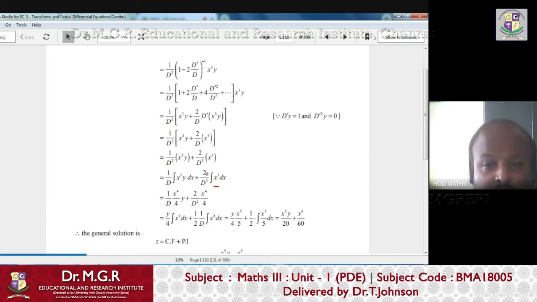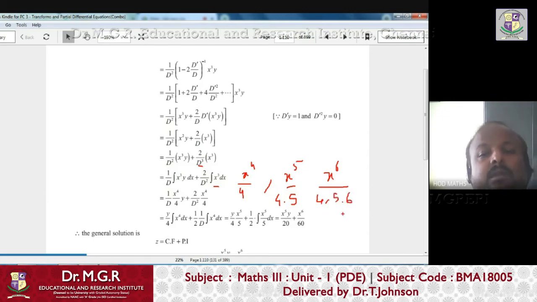Integrate the x cube term 3 times. So if you integrate the x cube term 3 times, what will happen? One time, it becomes x power 4 by 4. Next time, it becomes x power 5 by 4 into 5, because this 4 is already there. Again, because D cube means you have to integrate the numerator 3 times, it becomes x power 6, with 4, 5 and then 6 in the denominator. Now 6 into 5 is 30, 30 into 4 is 120, but the numerator 2 is there, so 2 by 120 is 1 by 60. That is here, right? So in this manner, we can solve the problem.